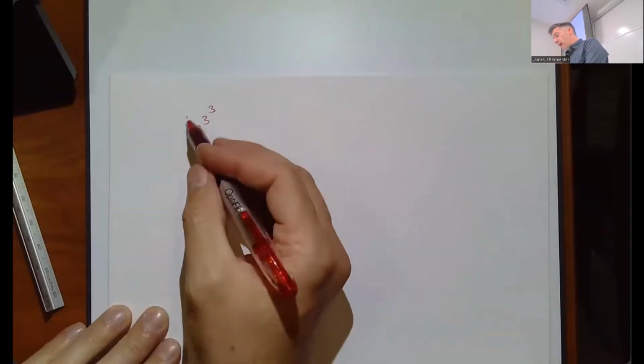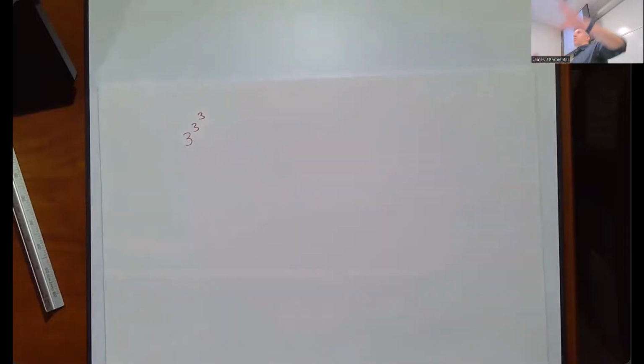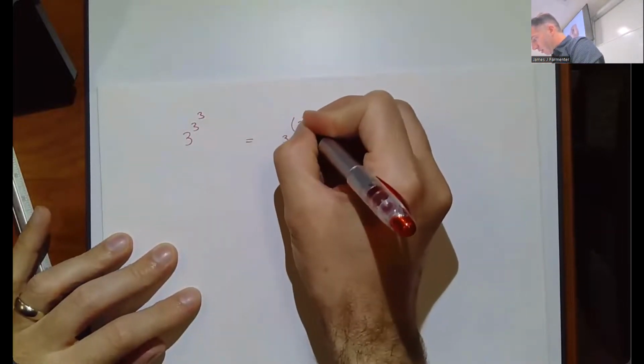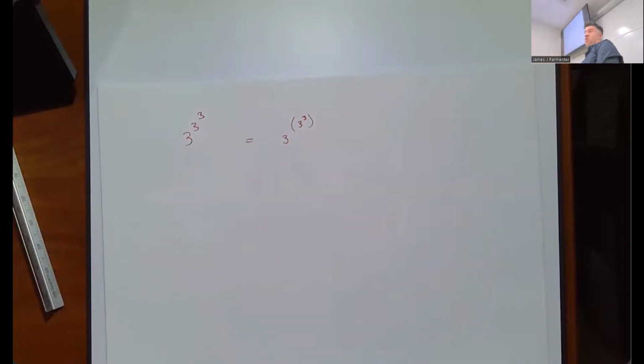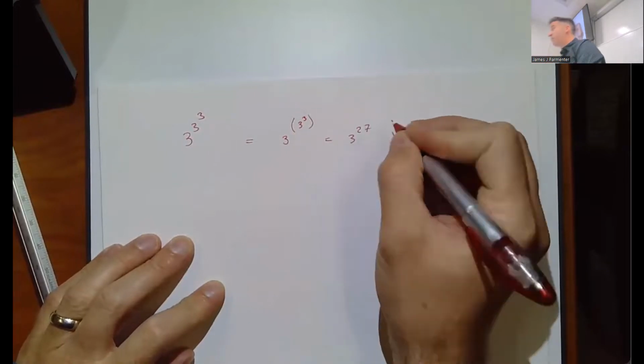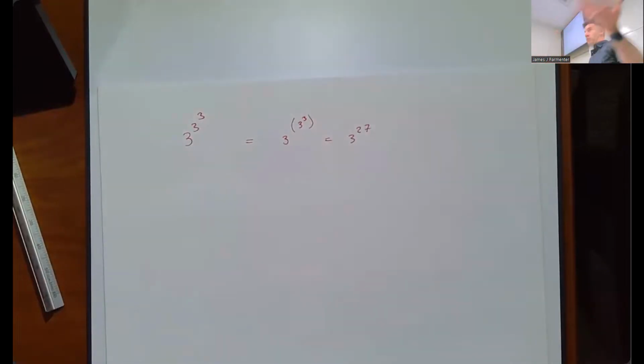So here's the thing, and this is kind of terrible. If it's written that way, you have to assume that you're working from the uppermost exponent first. So without any parentheses, this has to be 3 to the third, and 3 to the third is 27. So that is 3 to the 27th, which is big. That's a giant number.